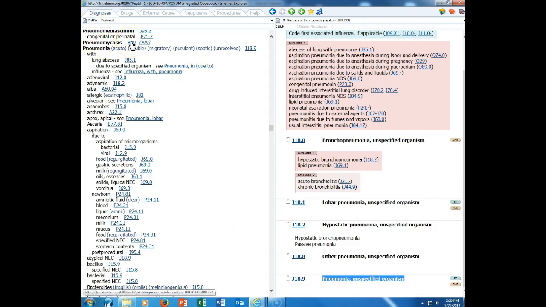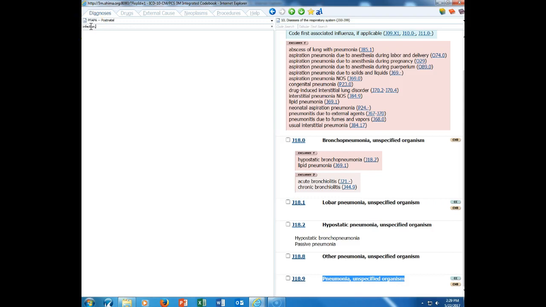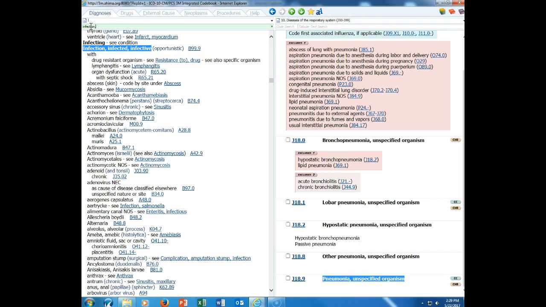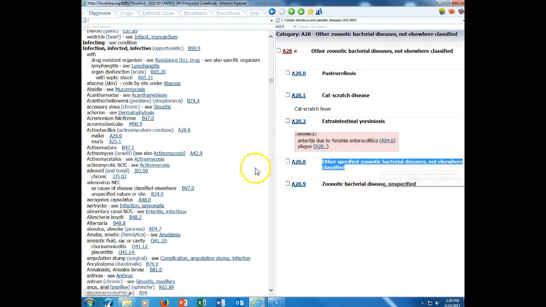So let's look up something that maybe has NEC. I'm going to look up an infection code, Actinobacillus, A28.8. So let me look up that. Actinobacillus is a very specific diagnostic statement, but there isn't a code specifically that says Actinobacillus. So it sends me to a code that has a .8, and this is other specified bacterial disease, not elsewhere classified. That is basically NEC. It doesn't say comma NEC, but it says comma not elsewhere classified.